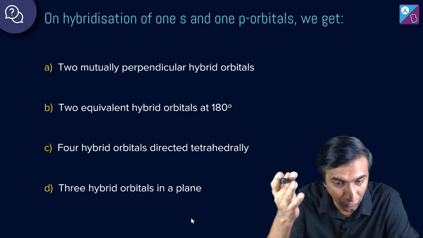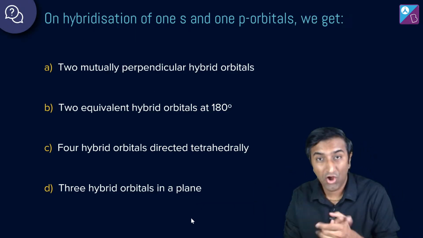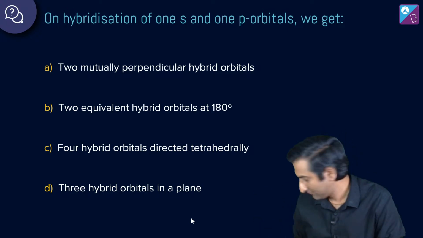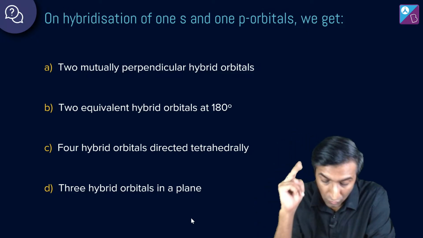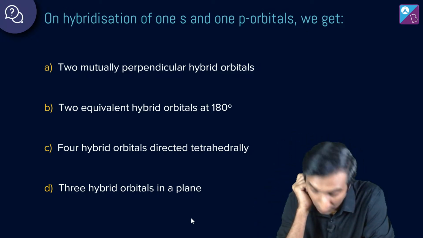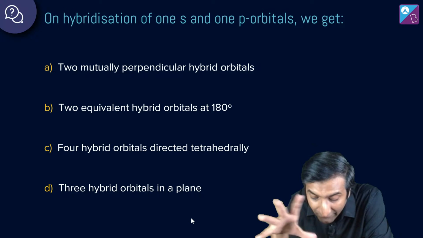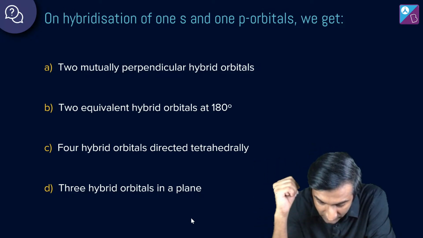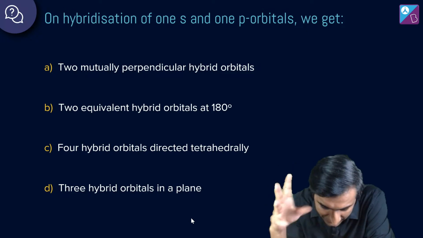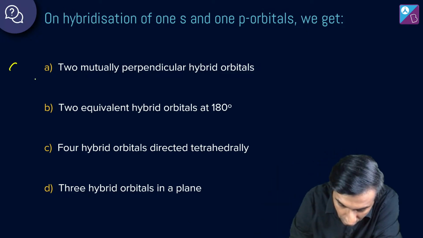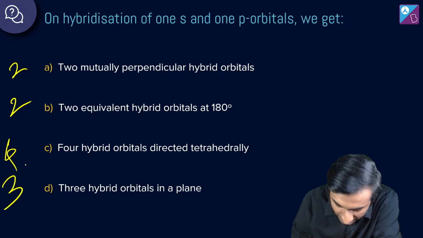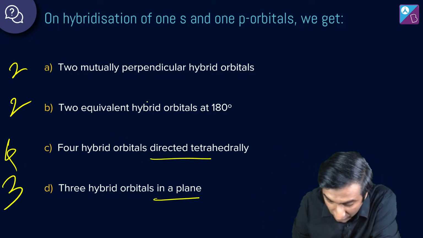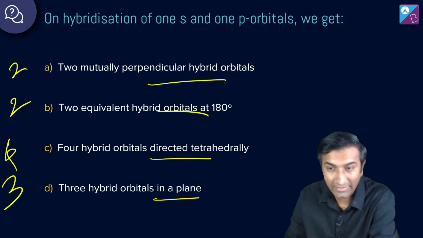Anyway, questions as Poonam ji wanted. Here it is. On hybridization of one S and one p orbital, what do you get? Two mutually perpendicular hybrid orbitals, or two equivalent orbitals at 180 degrees, or four orbitals tetrahedrally, or three orbitals in a plane? 2, 2, 4 or 3. First figure out the number. If you figure out the number, after that figure out the direction. Try it out please. Next question.